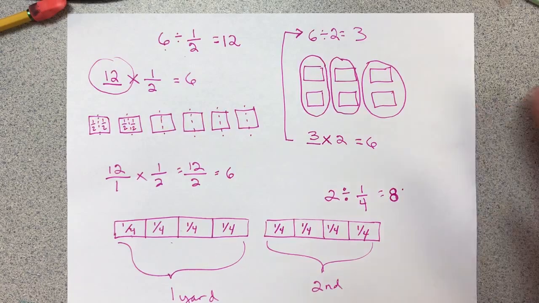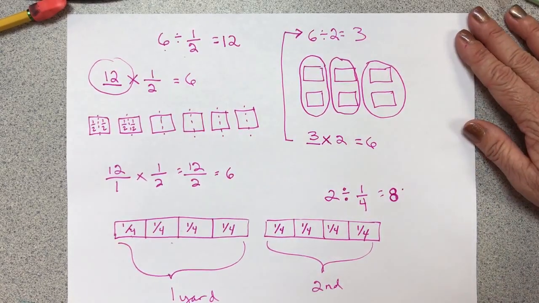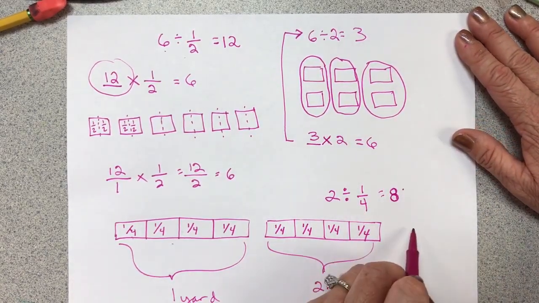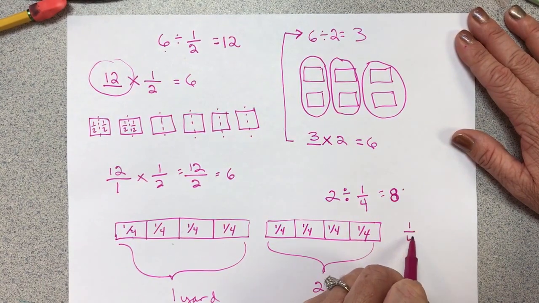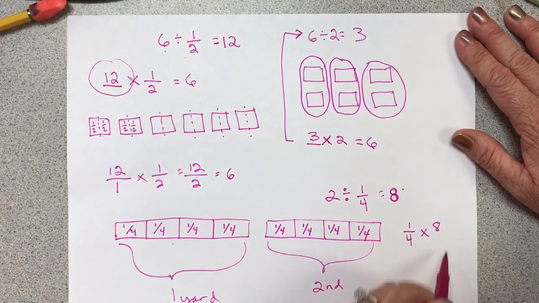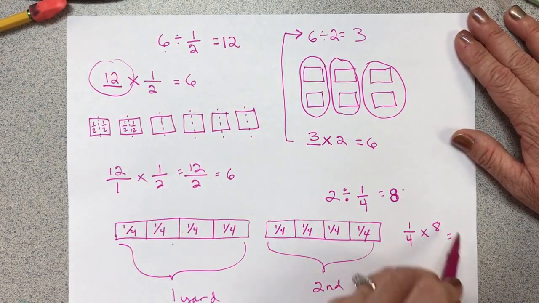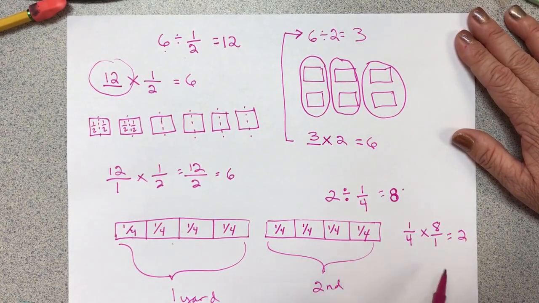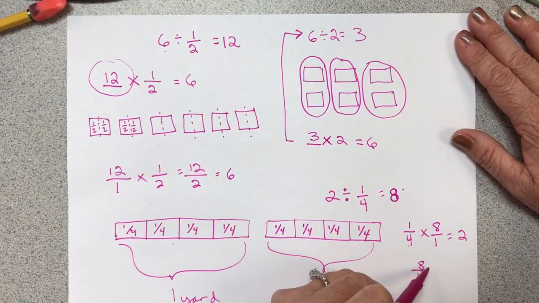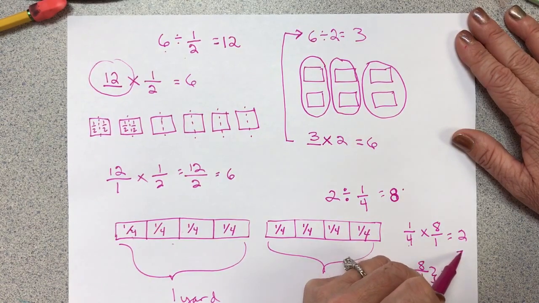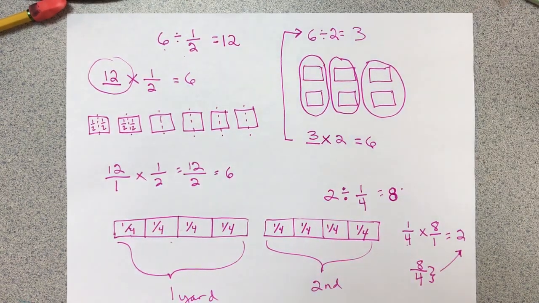Okay, and if we wanted to flip this and see if we're correct using multiplication, we could say 1/4 times 8. We'll see if that equals 2. So 8 times 1 is 8, 4 times 1 is 4, and then when we flip this into a mixed number, we get 2 wholes.